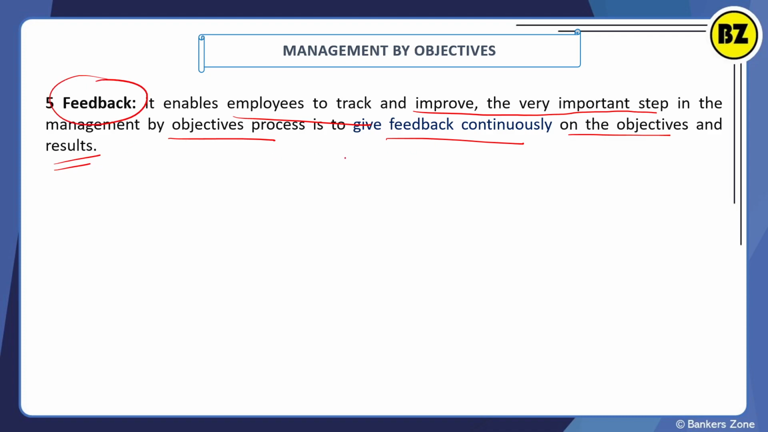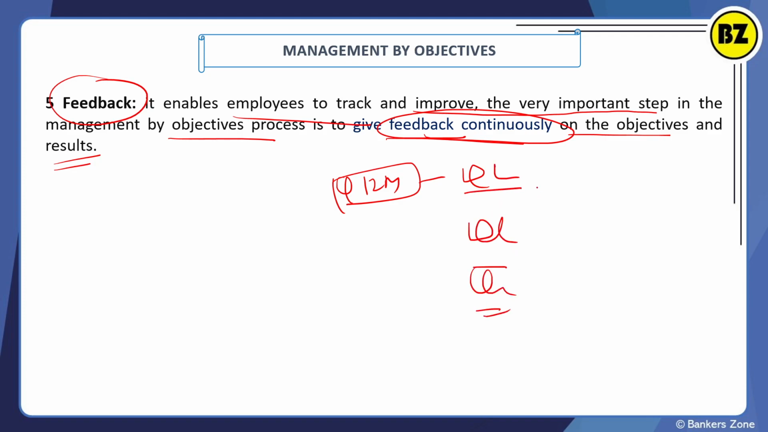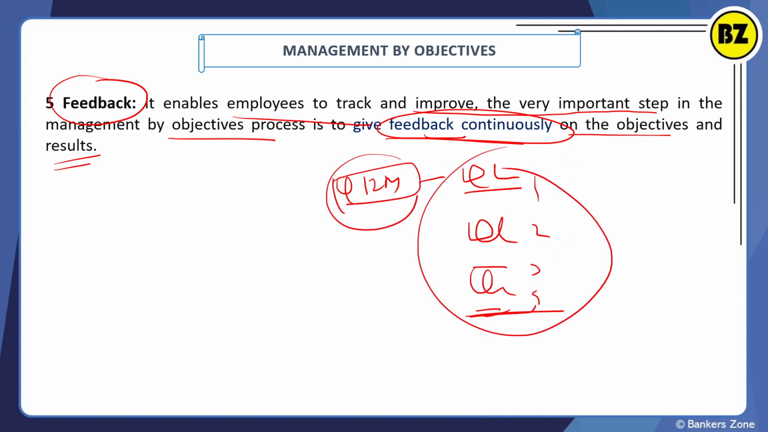Why? Continuous feedback is important. Continuous means, say you have a target for 12 months, yearly targets, so every quarter you are taking review meetings, right? That is Q1, Q2, Q3, Q4, every quarter you are taking the review for the yearly targets. That means it is continuous feedback, right?